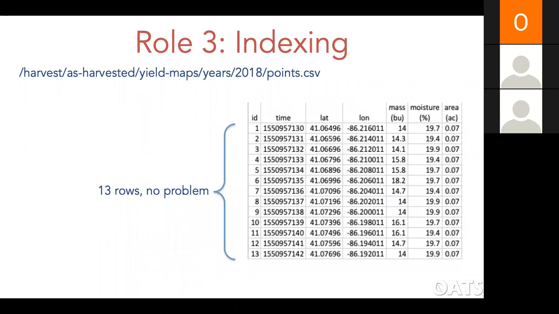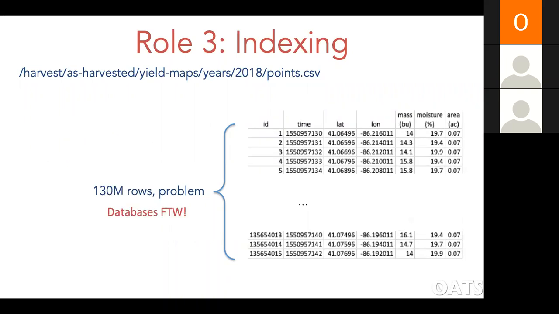So if the resource that you're getting to, like let's say that under 2018's yield data, you had a CSV file and it was just all your data points, the time it was taken, latitude, longitude, your mass in that area, moisture, that kind of stuff. Like if there's only 13 rows in that points file, then you really have no problem with indexing. It's not a problem. That's your API right there. You go to points.csv, you'll get your 13 rows back, no problem.